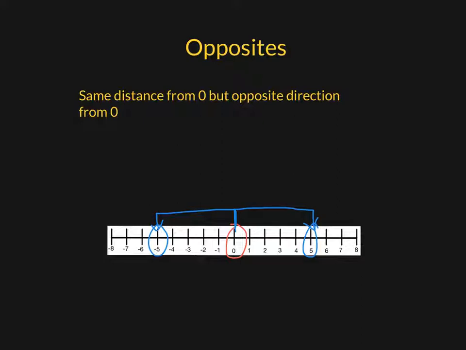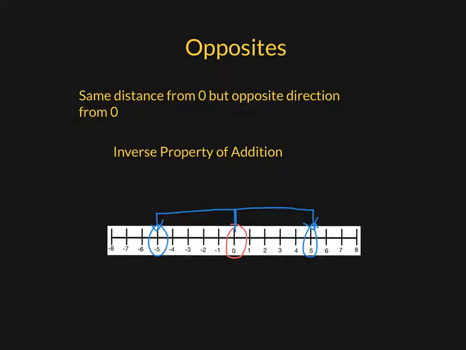The inverse property of addition tells me that when I add these together, my sum will always be 0.